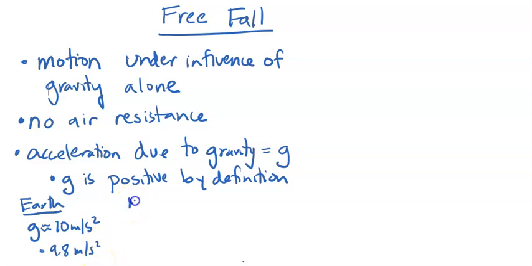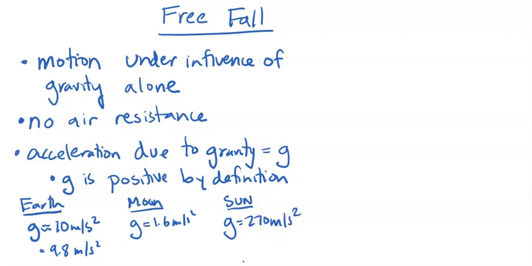A couple other places just for fun. Moon, we know g is about 1.6 meters per second squared, while the sun, that is a massive planet. It's not a planet, excuse me. g is 270 meters per second squared. Massive sun. Cool. So let's go ahead and talk about a quick little example.